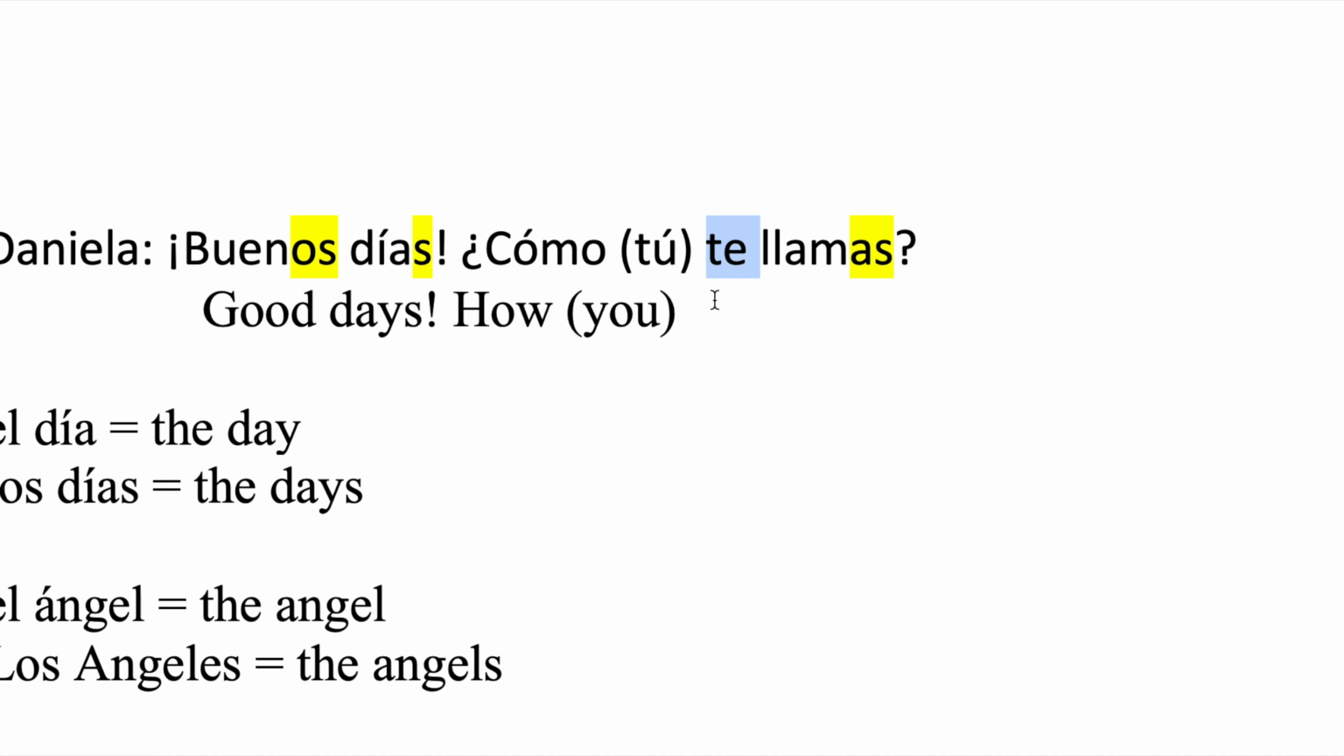And te llamas literally means, te means yourself, and llamas means call. And the ending here indicates that it's the you form. It's the second person singular form of you, so it's tú. So the whole verb form here means you call. So this is why you don't need to repeat the tú, but you can if you want to. If you want to emphasize that you is meant, then you can, of course, use it, but it's not necessary. You don't have to use the tú.